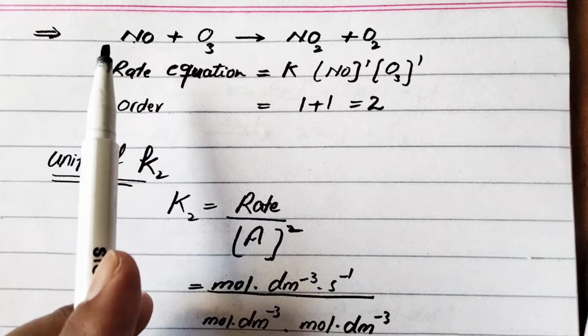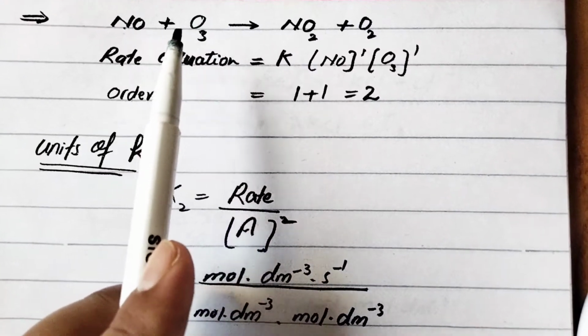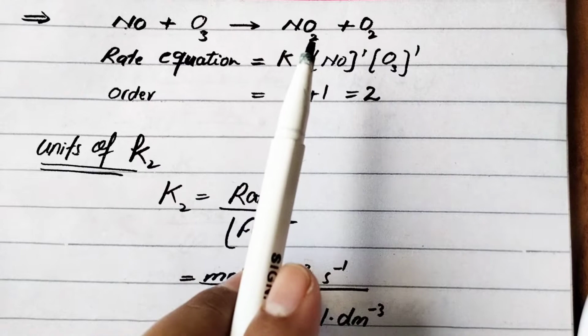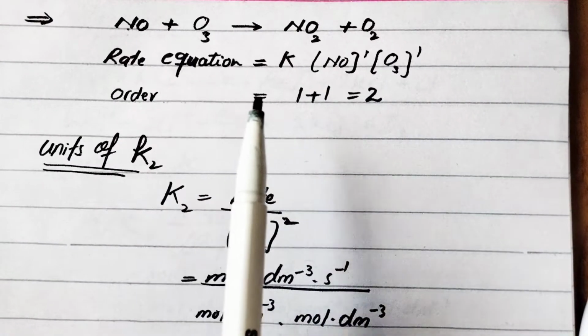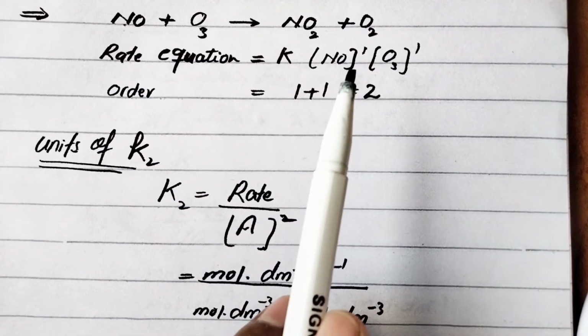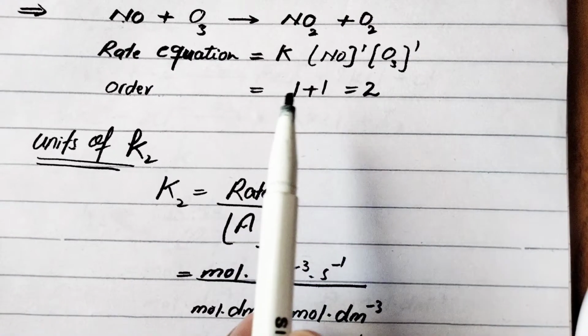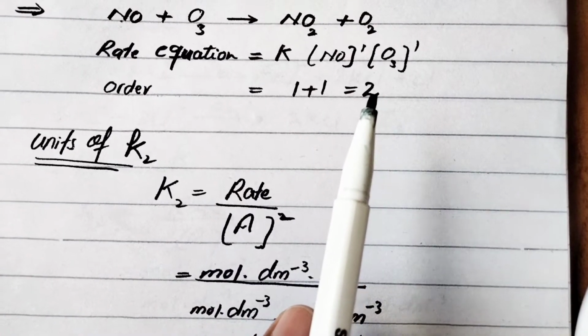Next example of second order of reaction is NO plus O3. It changes into NO2 plus O2. Rate equation for it is K[NO][O3]. NO 1, O3 1. 1 plus 1 is equal to 2, so order of reaction will be 2.